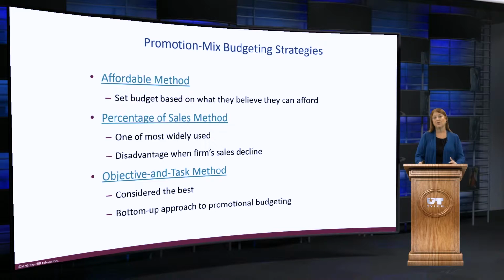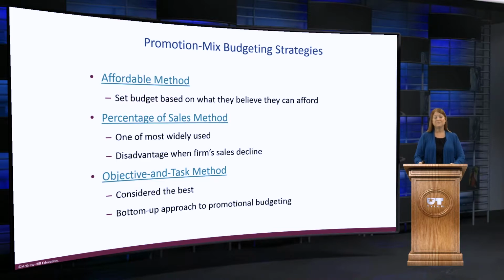The other 2, for your larger businesses, businesses that have been more established for a period of time, are the last 2, percentage of sales and objective task method. Percentage of sales says that, because it's a business that's been in effect for a while, you're going to have last year's sales and the previous year's sales. So you just budget based upon a percentage of your sales. It is the most widely used of all of these methods.